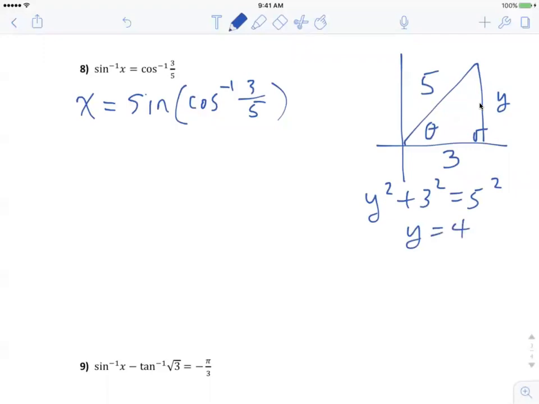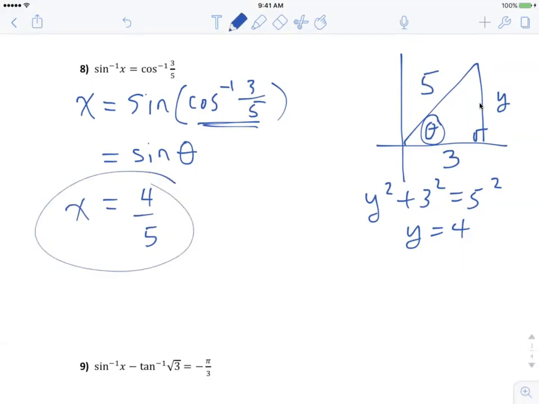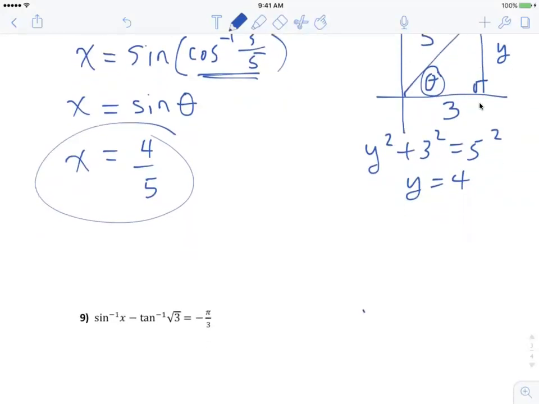Okay, so cosine inverse here, that's what I'm calling theta. So this is the same as sine theta. All right, and now look at your picture. What is the sine of theta? That's y over r, or 4 over 5. So my final answer is x equals 4/5. Right, so those that have multiple trig functions in them, you'll have to draw a little triangle, and maybe use some identities like in this next one.